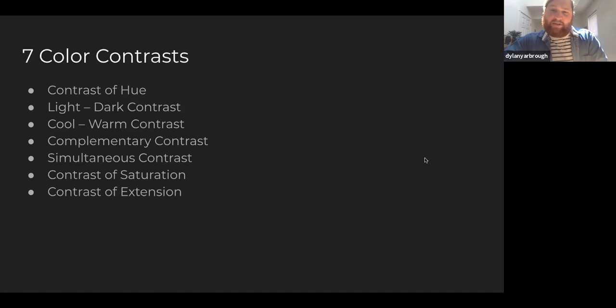And then so back to the contrast of extension, basically all that means is that there's relative size of the color within the image. So if you have a photograph that has a little bit of yellow, but then a lot of blue, the contrast is that there's a small amount of yellow and a large amount of blue. So not that difficult.